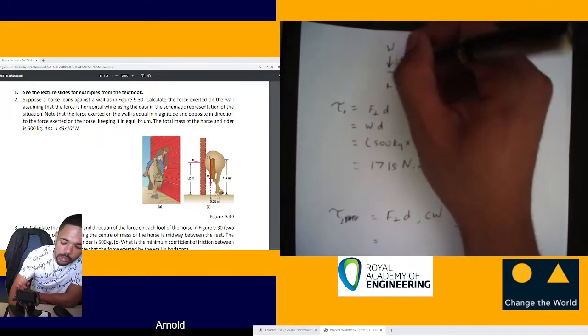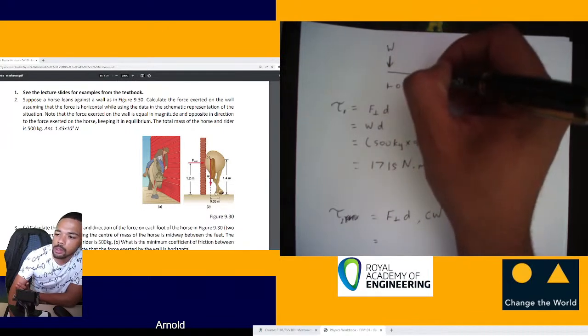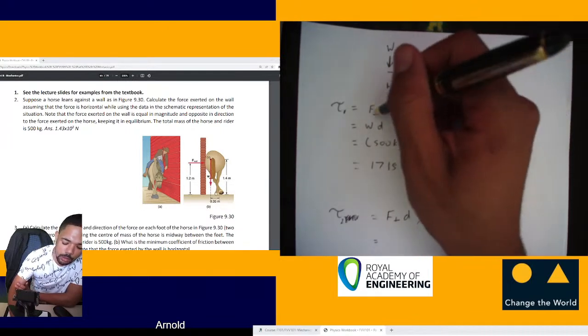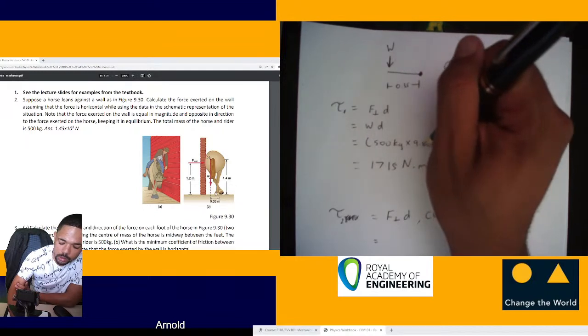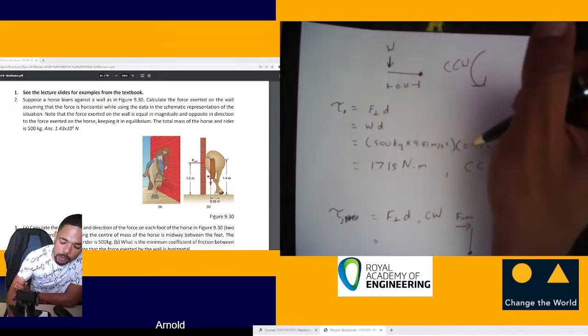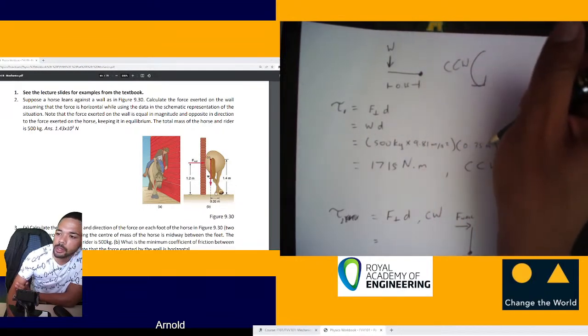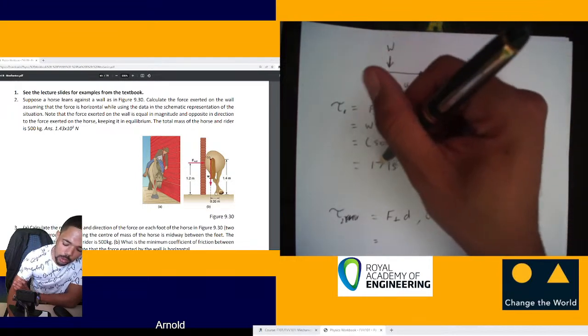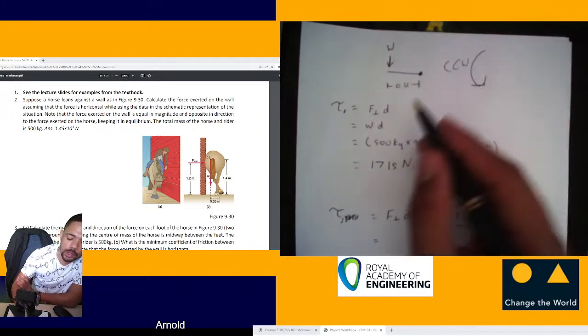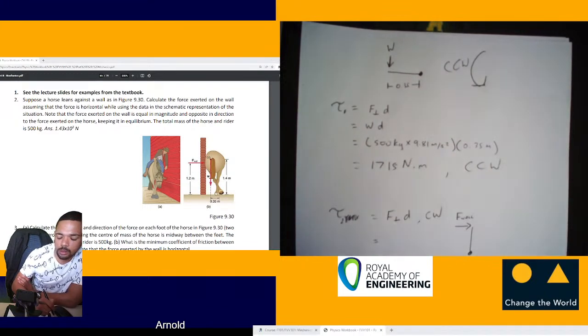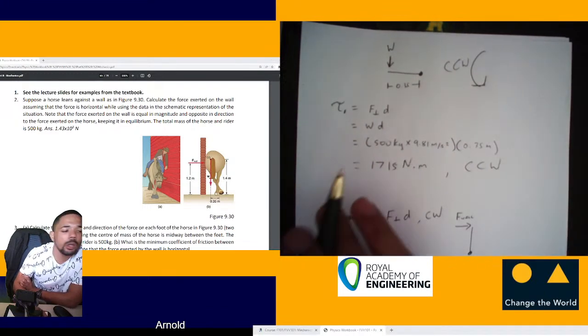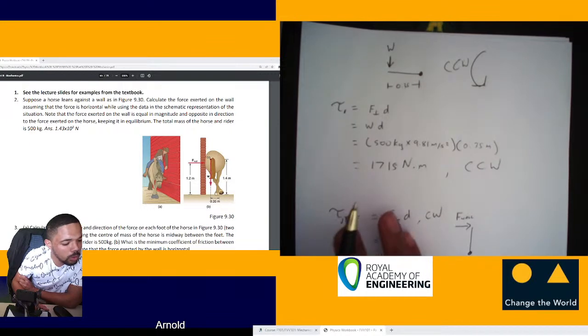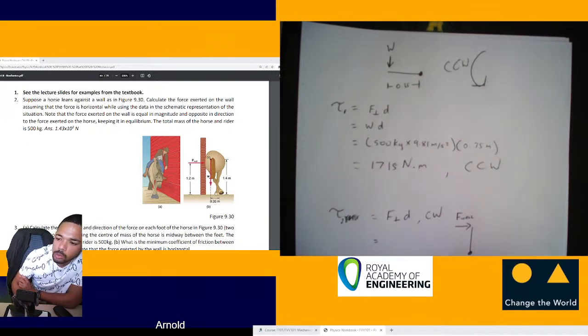Now if we calculate this counterclockwise torque, the weight is acting perpendicular to that direction. It is going to have 500 grams times 9.8 as the weight, multiplied by 0.35, which is the distance at which this weight acts from the pivot point, and that's going to give you a torque of 1715 Newton meters counterclockwise.